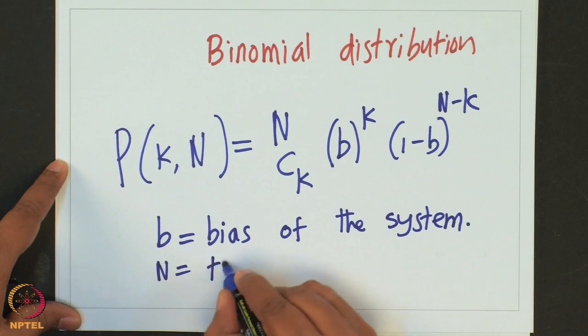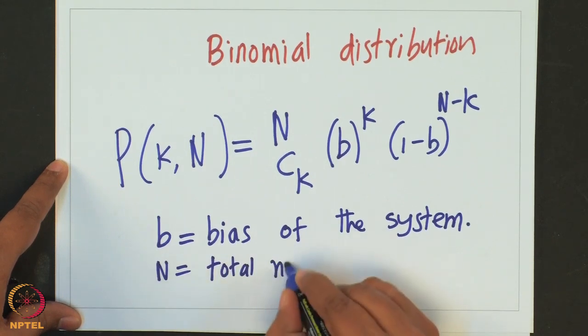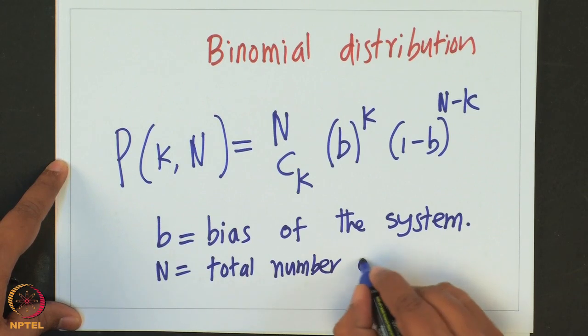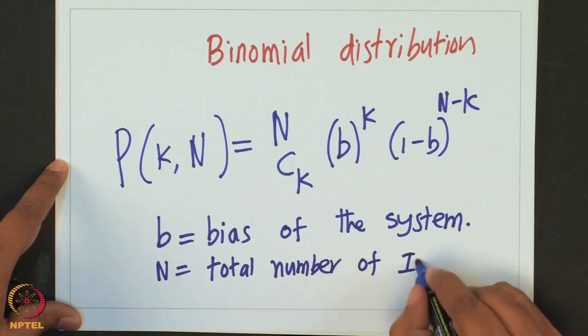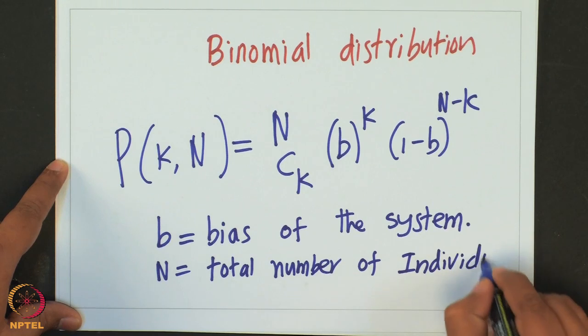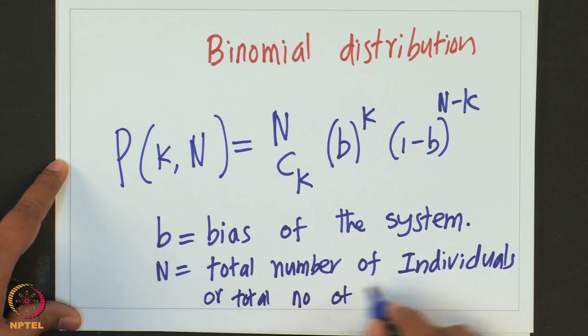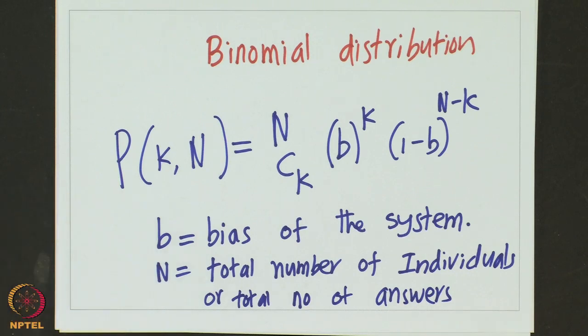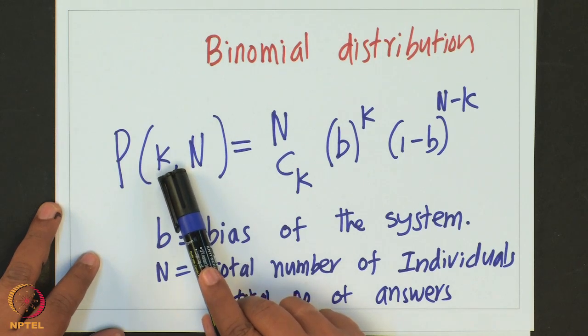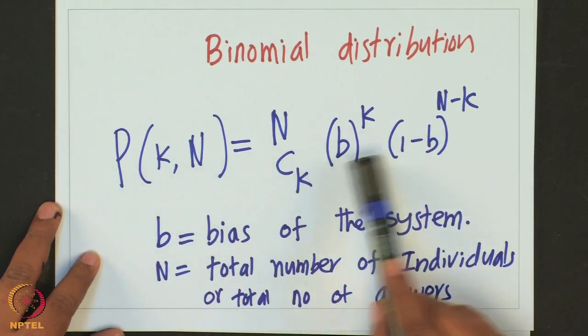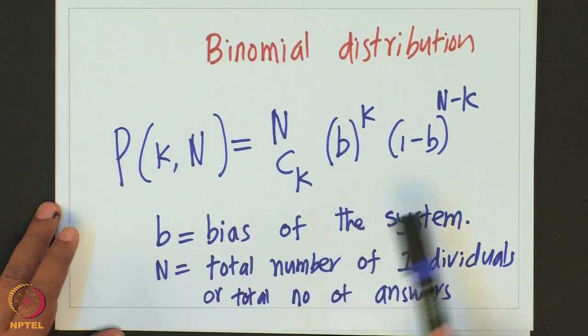n is the total number of individuals or cells, or total number of answers. There will be some yes answers and no answers. Yes plus no, the total number is n. So if there is a total number of answers n, how likely is it that you will get k of them yes? It is given by this, where b is something which is called the bias of the system.